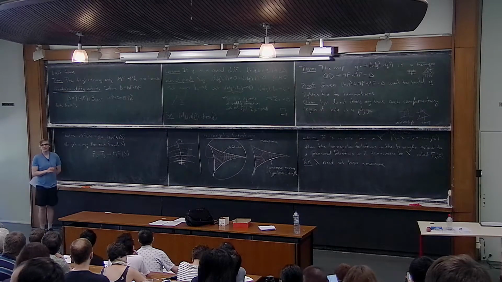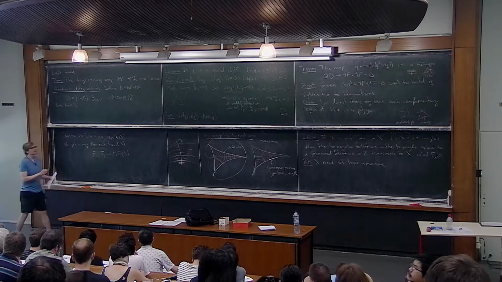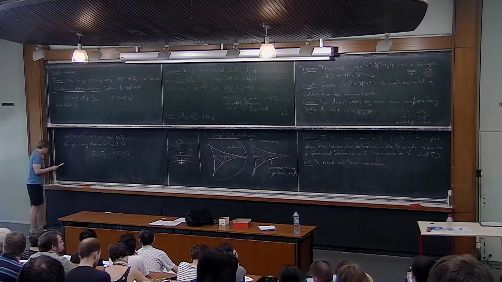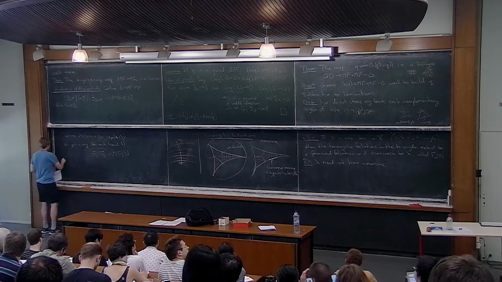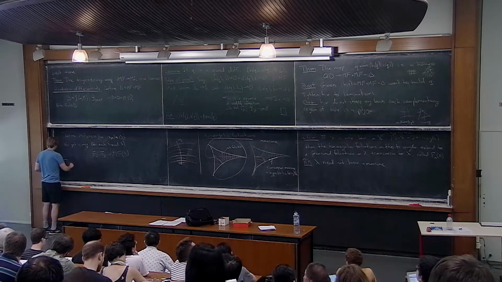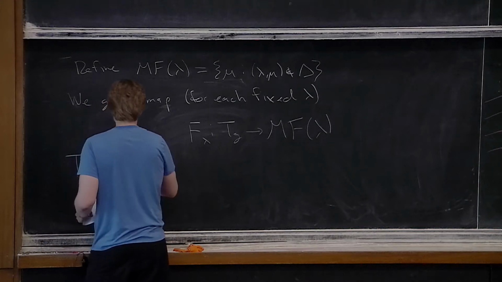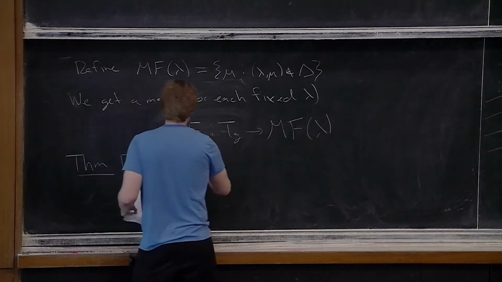Other questions? So I'm just going to take another 10 minutes and tell you a little about this map. And the main thing that we want to know is that f lambda is a homeo.